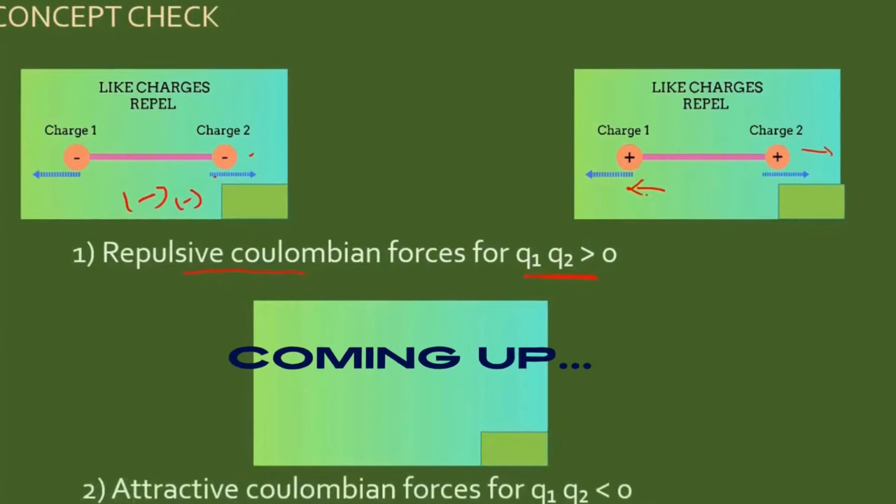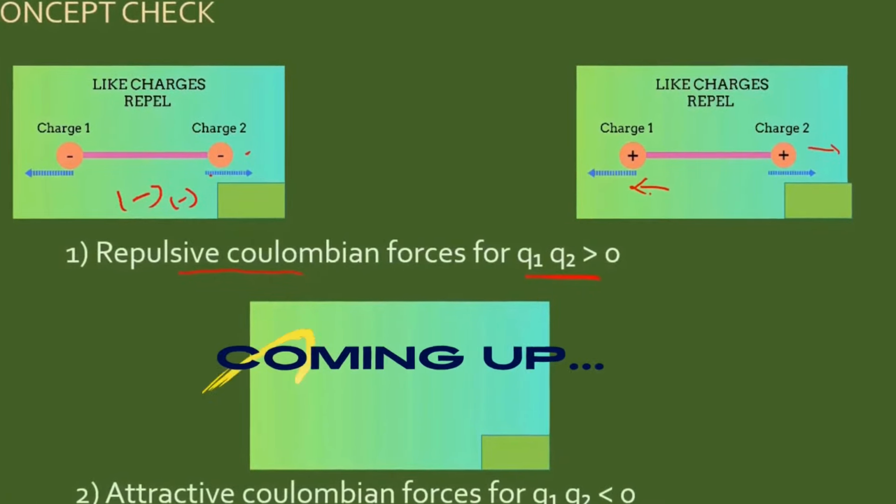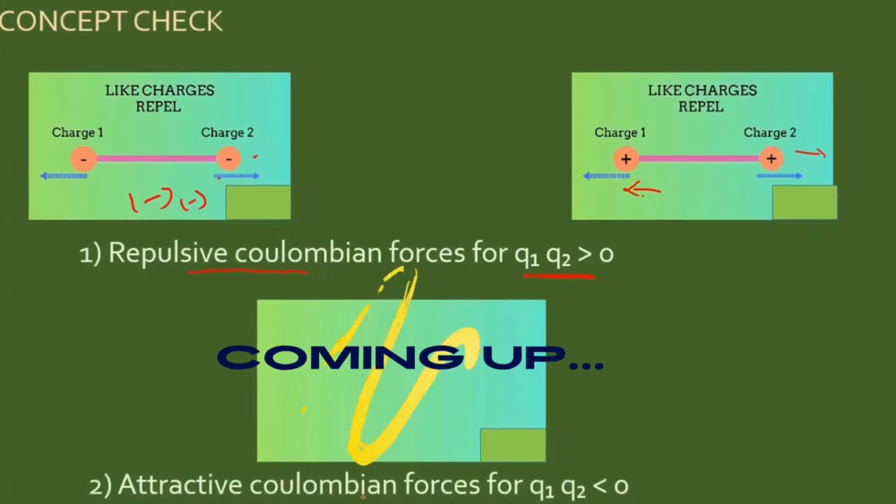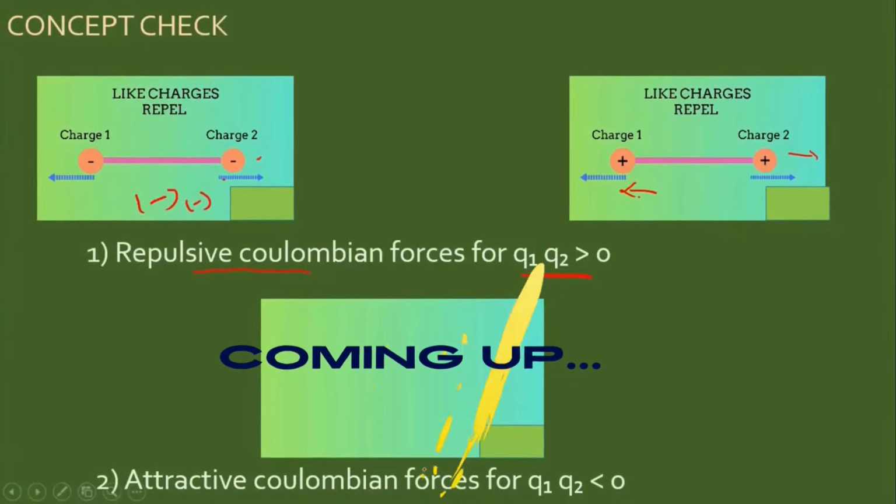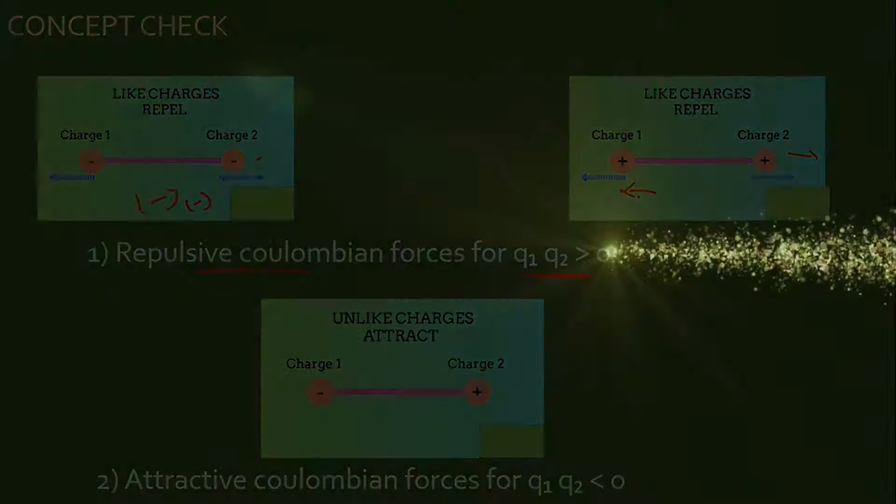We have attractive Coulombian forces. For that, Q1 Q2 must be less than 0. Now, attractive Coulombian force means the force must be attractive in nature. Now, when will this force be attractive in nature?